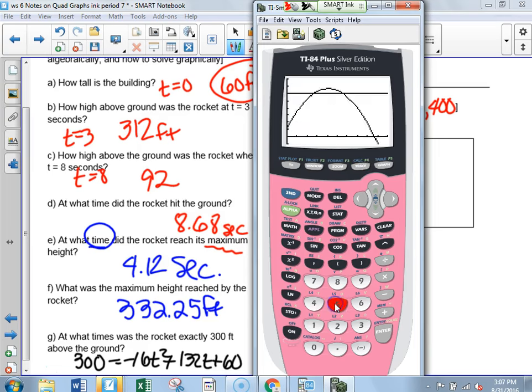So I'm going to choose choice 5. It doesn't say left bound, right bound, guys. What does it say? Intersection. Second trace. Second trace. Choose intersection. Everybody find it?